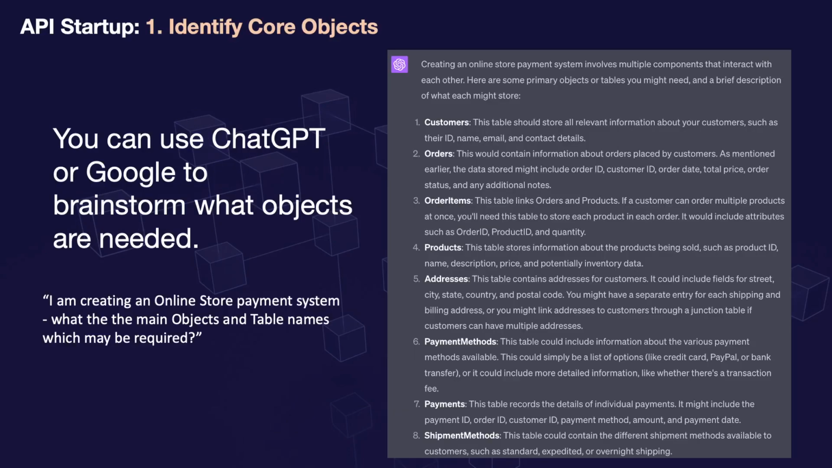You can certainly brainstorm with ChatGPT or Google to get additional objects. In this case, I typed in, I'm creating an online store payment system. What are some of the main objects and table names which may be required? And you see here that ChatGPT gave me a pretty good list right off the bat. Remember that we're just doing this to brainstorm API data patterns, and your API paths that we're going to work on later should not be dependent on this underlying schema.